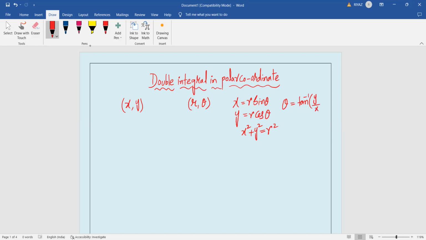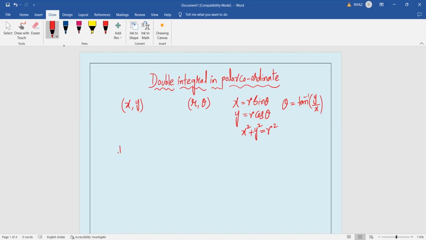Sometimes it is not possible to integrate Cartesian coordinates directly. According to the requirement and convenience, we convert the Cartesian coordinates into polar coordinates, and then it is possible to integrate easily. That is the advantage: we convert Cartesian coordinates to polar form and then integrate. Let us do some questions to see how we are going to integrate. We start working on it.